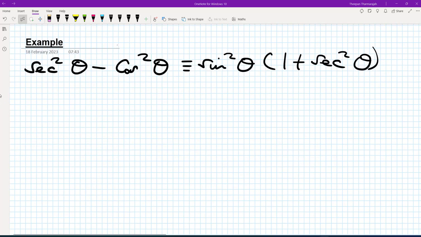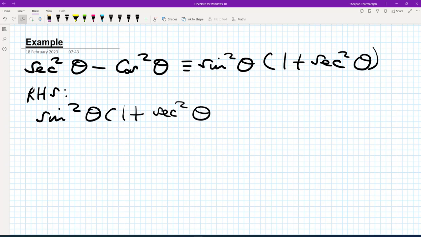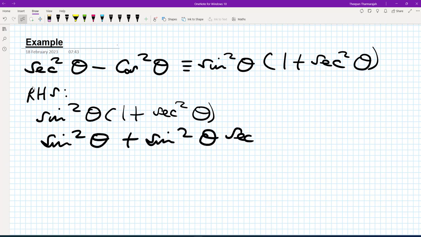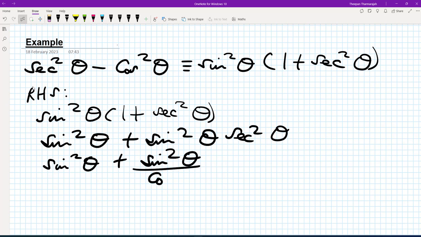Now in this next example, we're going to start from the right hand side. So sine squared theta times 1 plus sec squared theta. So if I multiply this out, I get sine squared theta plus sine squared theta sec squared theta. Now I could write that as sine squared theta plus sine squared theta over cos squared theta.